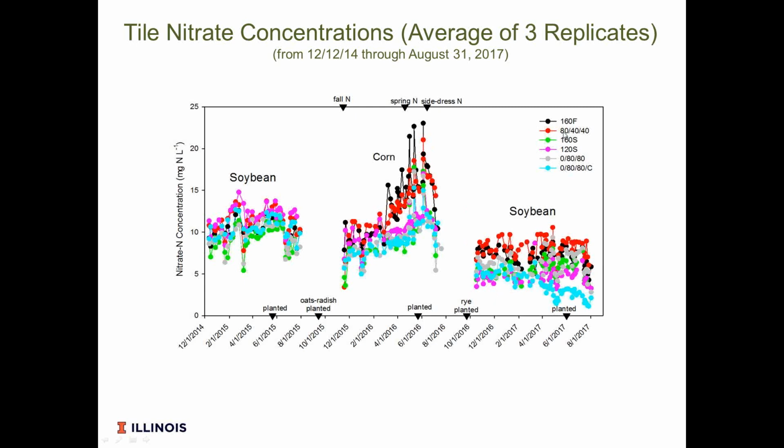Don't know why the half rate is higher than the full rate, but both plots that had fall N continue to lose more. So it seems that we've loaded the shallow groundwater with nitrate, and as soon as the tile starts up again, and if there's no dots, there's no tile flow, as soon as tile flow starts, we're at the highest concentration.